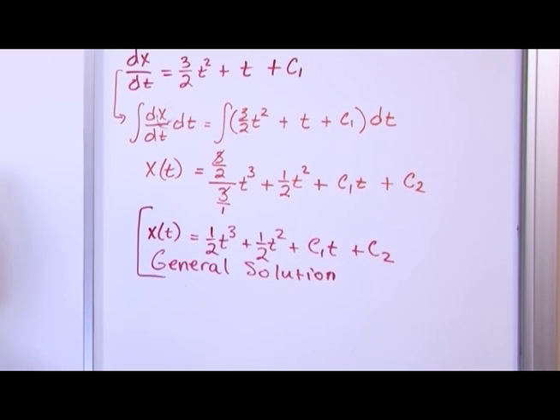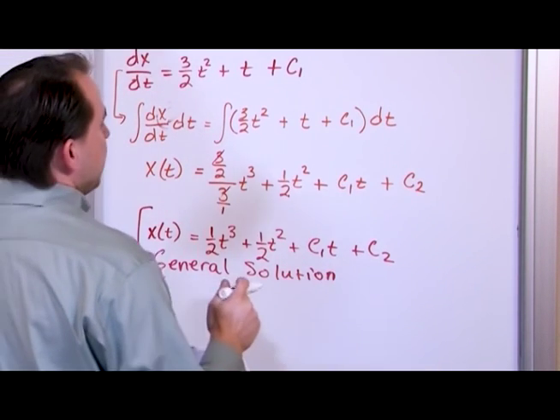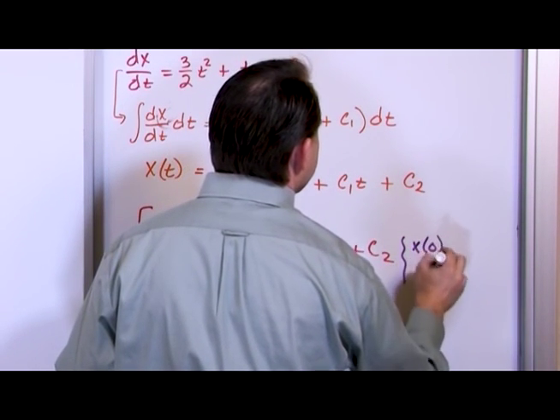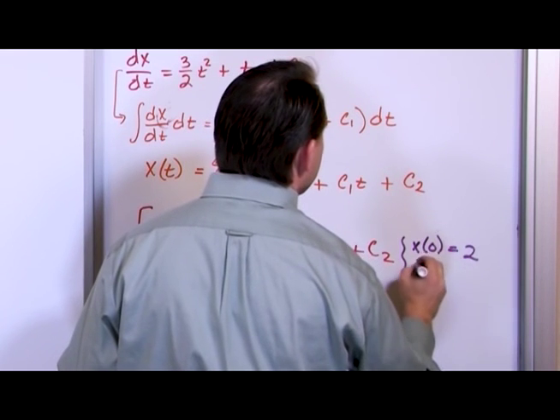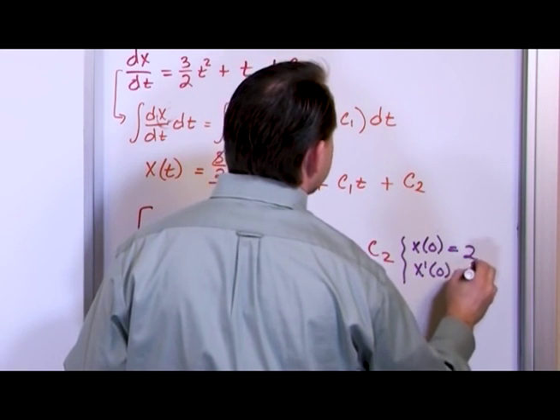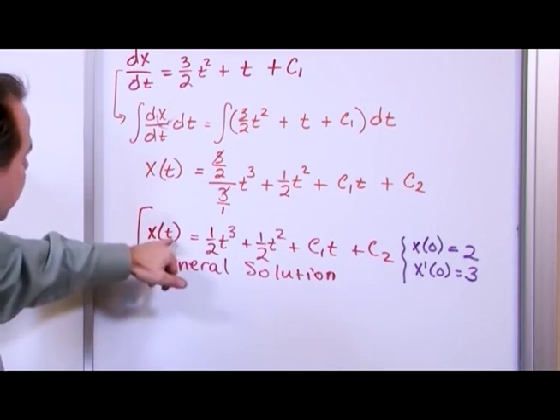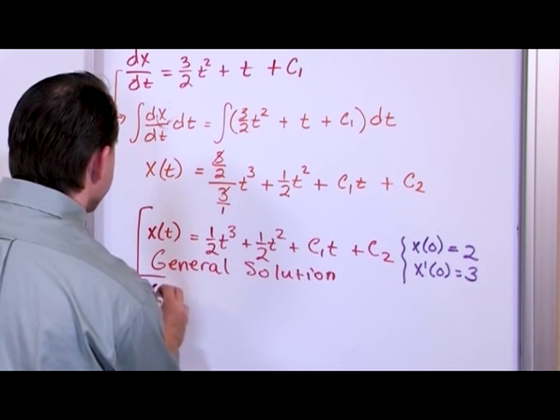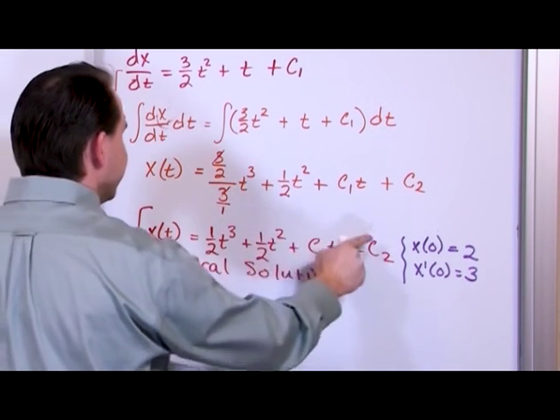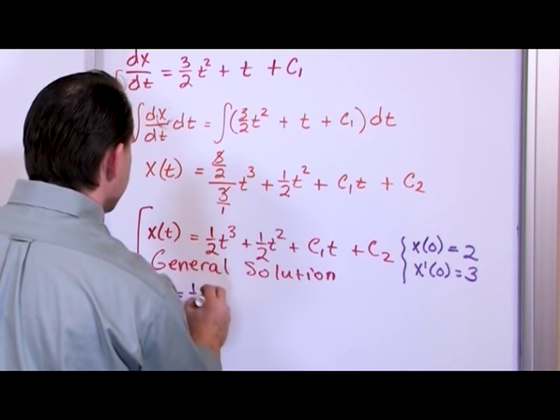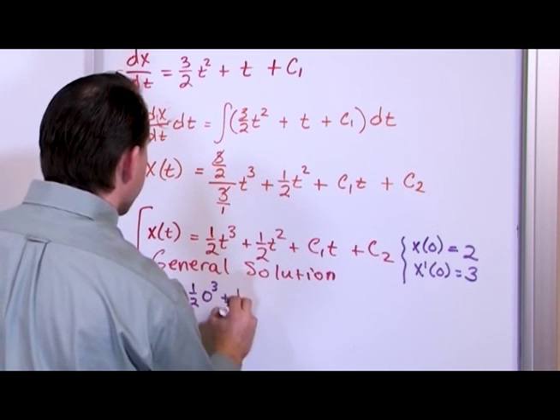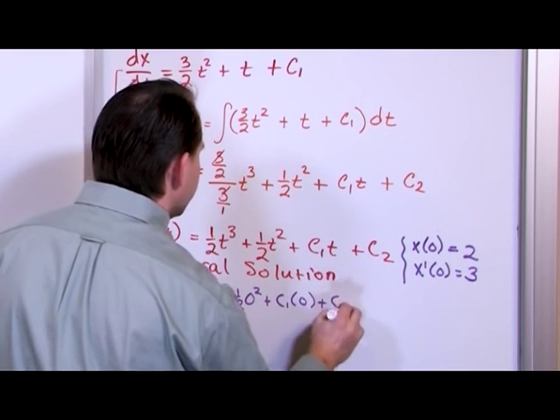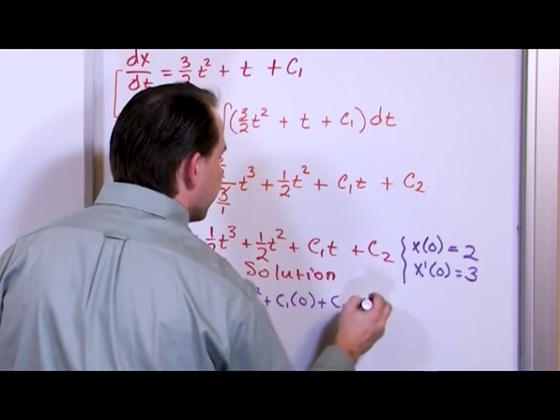So we have the initial conditions up here. Let me rewrite them. So what we have is at time of 0, the position is equal to 2, and at time of 0, the velocity is equal to 3. Since we already have x of t right here, let's work with the first initial condition. So x of 0 is equal to, and let's plug in 0 here. So we have 1/2 0 cubed plus 1/2 0 squared plus c1 times 0 plus c2, just plugging in 0, and that's equal to 2.